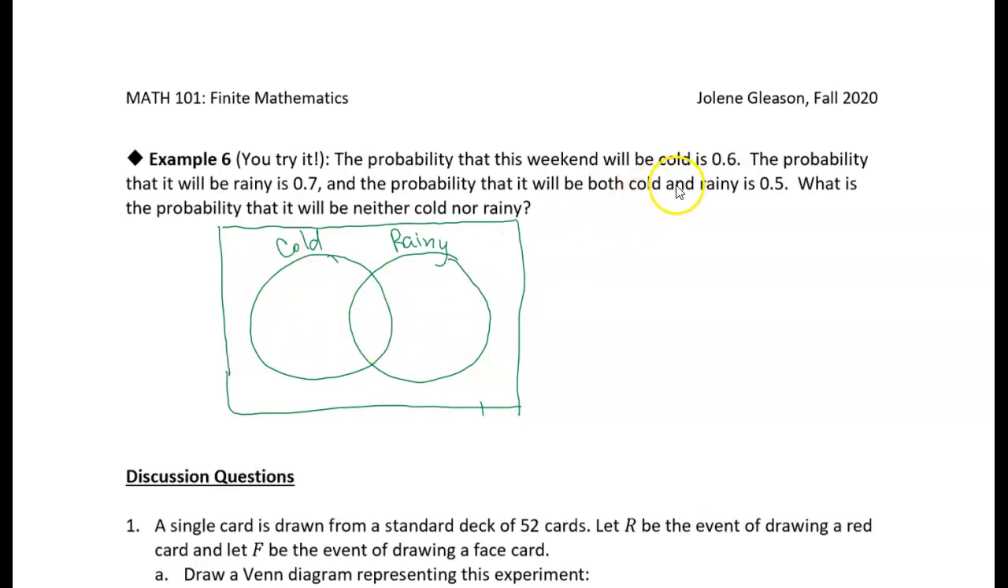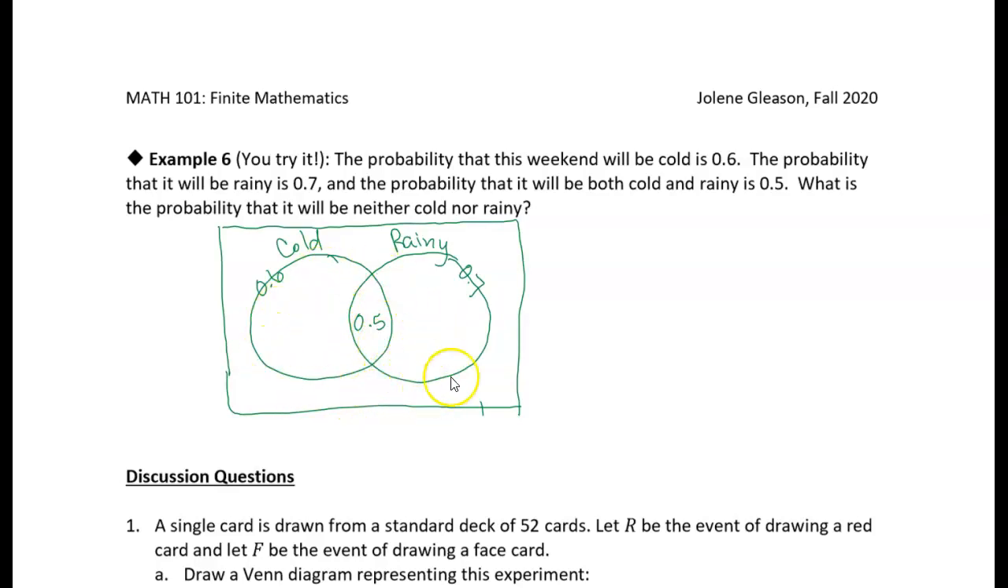And so let's go ahead and put the probabilities on our Venn diagram. So we know that there's a 0.6 chance of it being cold, right? So that's 60%. So I could change these all to percentages, but I just have to be consistent with whatever I choose to do. Since the numbers were given, it's decimals. I'm just going to keep everything as decimals. Let's see, it says there's a 70% chance or 0.7 chance that it's going to be rainy. And then there's a 50% chance that it would be both cold and rainy. So I'm going to put that in the intersection.